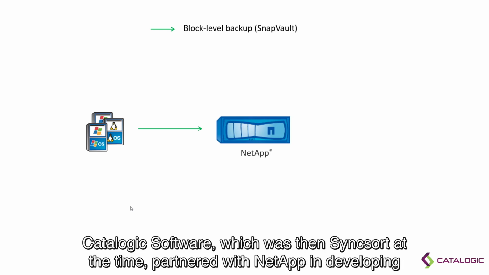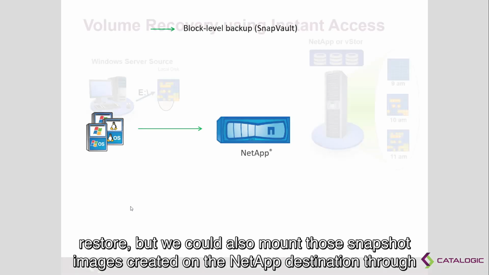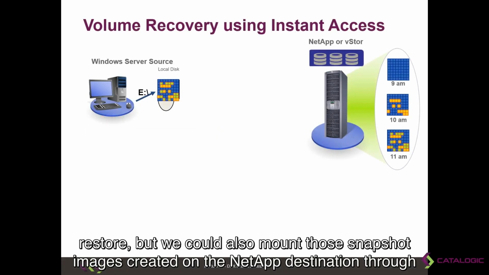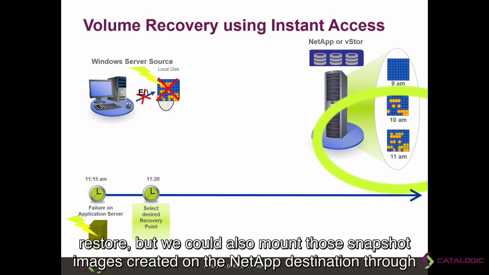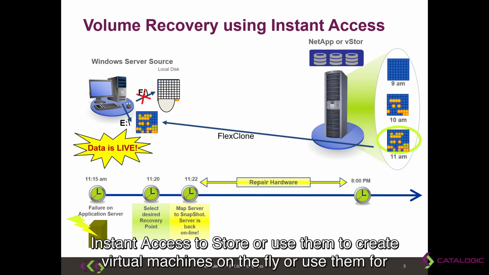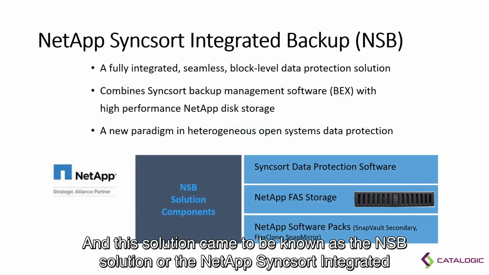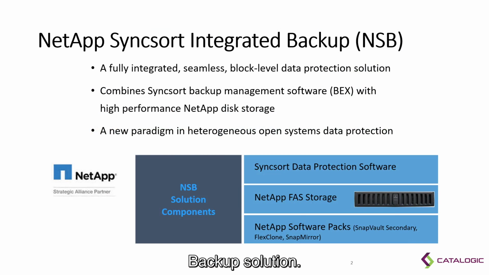Catalogic software, which was then SyncSort at the time, partnered with NetApp in developing the next generation OSSV agent, which was capable of much more than just backup and restore, but we could also mount those snapshot images created on the NetApp destination through instant access restore, or use them to create virtual machines on the fly, or use them for bare metal recovery of servers. And this solution came to be known as the NSB solution, or the NetApp SyncSort Integrated Backup solution.